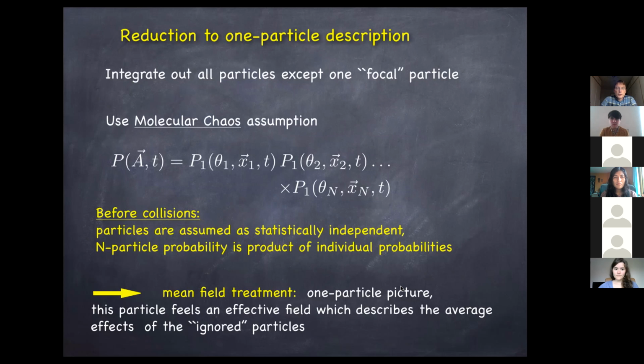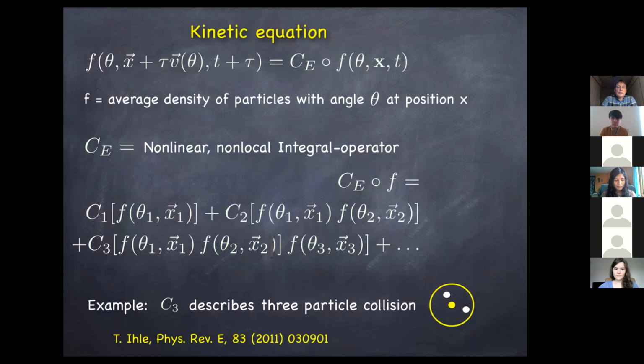It's an effective one particle picture because you get just one particle which feels an effective field, which describes the average effect of all the ignored particles, the ones you integrated over. And schematically, that kinetic equation looks like this. It's like a discrete Boltzmann equation in discrete time. So we have f at a time t plus tau for a particular angle theta and particular position. But here you have a little offset, which comes from the streaming, from the flying of the particles. And then on the right-hand side, a very complicated collision operator, which is an integral operator. So it's nonlinear and non-local, has basically all the ugliness you can imagine.